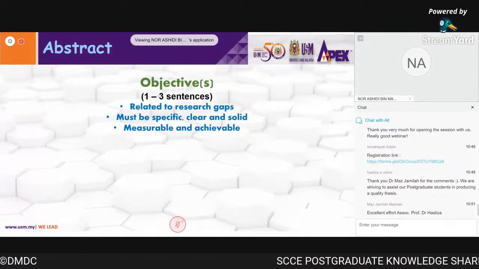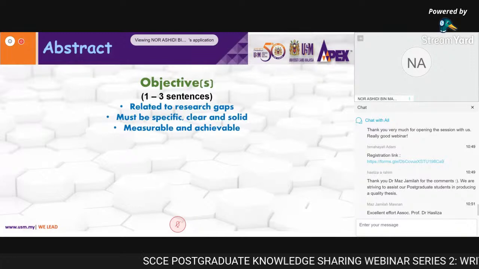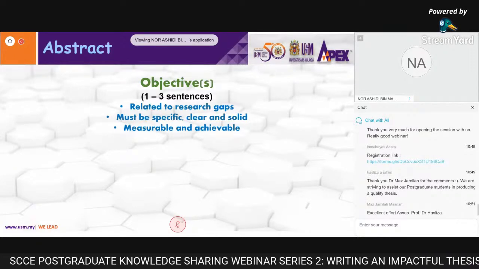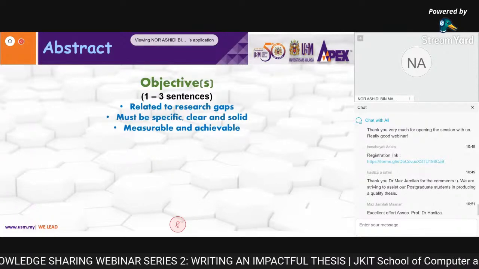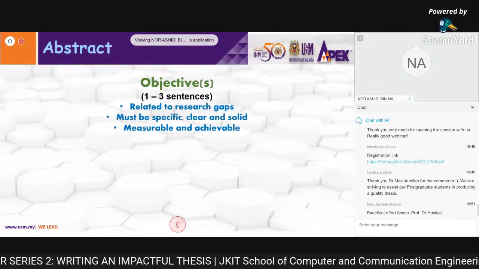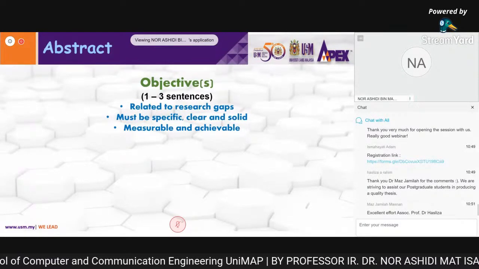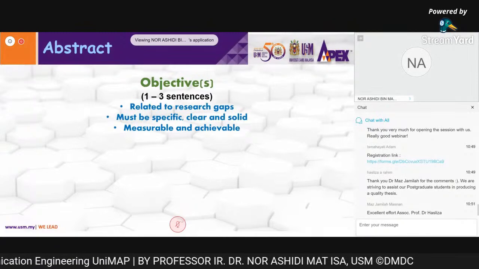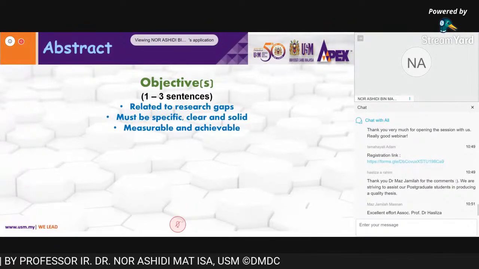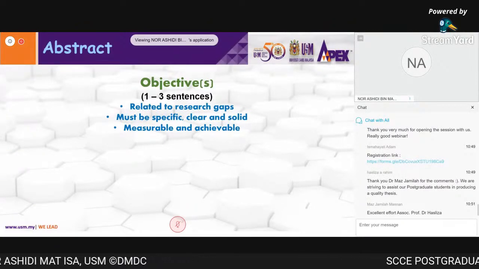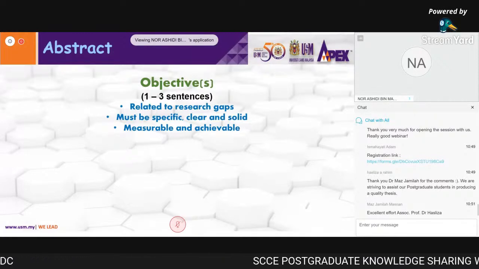Okay, so that's all. Meaning that you have one specific research gap, then this is one specific objective. So go back one by one. So it's clear how to do it, and this carries through chapter 2, chapter 3, chapter 4, and so on. Then measurable, achievable.